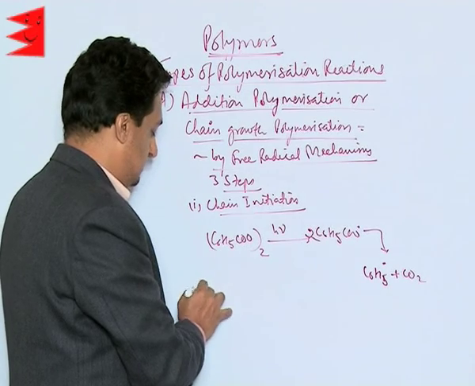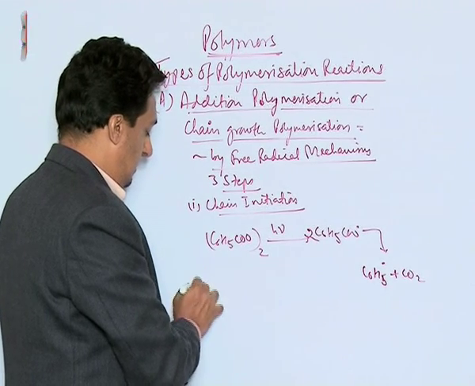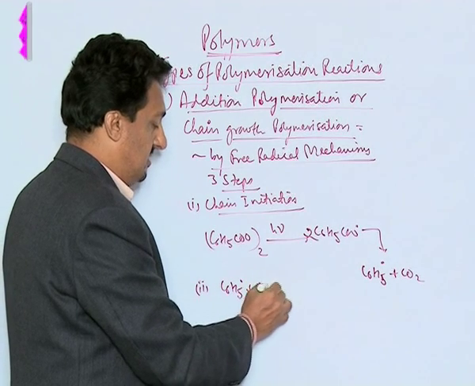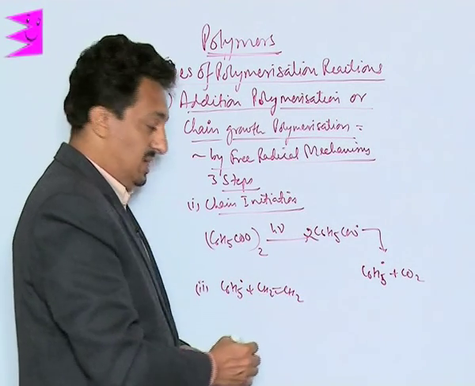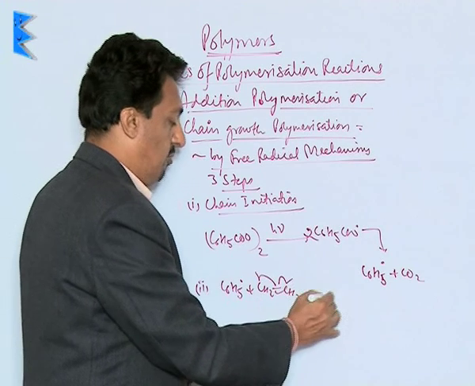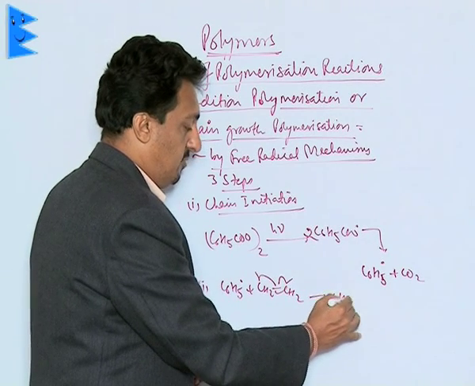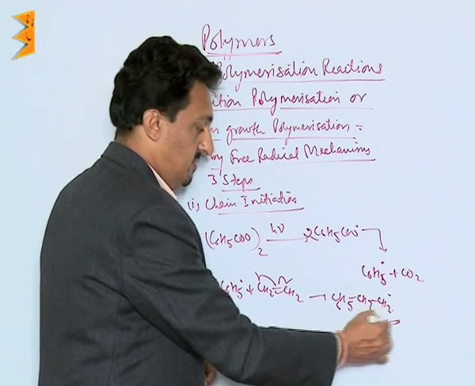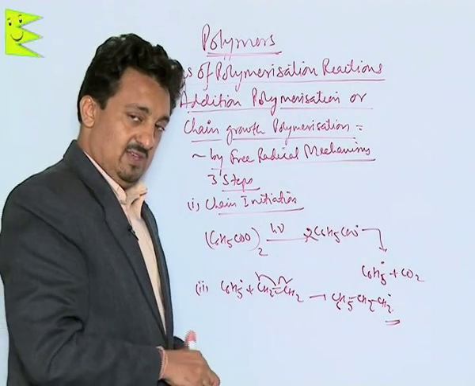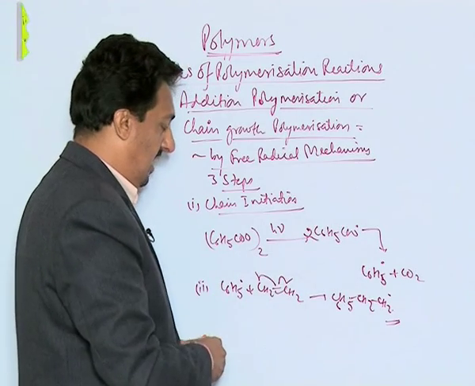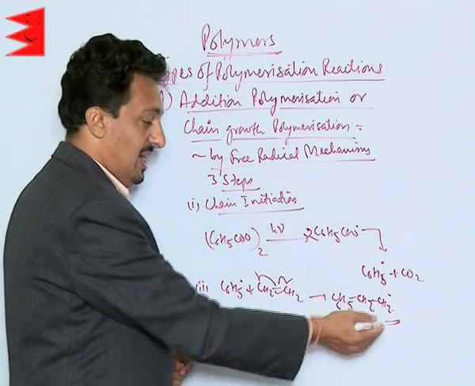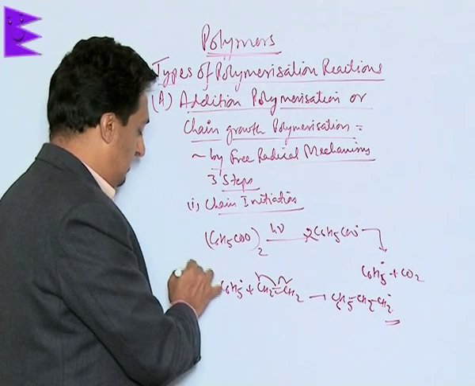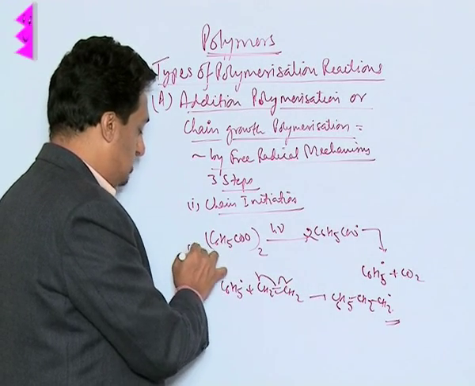Then what happens is this phenyl radical combines with, suppose, this ethene molecule by homolytic fission to form C6H5CH2 dot. So this is how we have got now the ethylene radical, and now it will again combine with one more ethylene molecule, and this is how the chain starts increasing. So this is called your chain propagation.